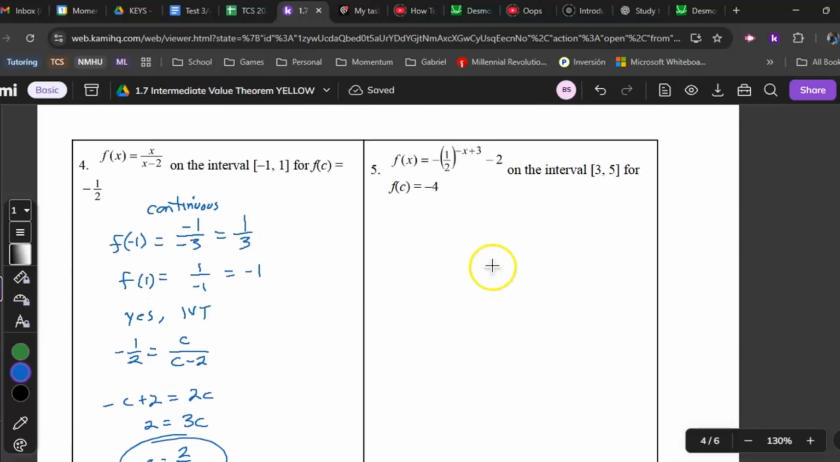I like exponentials. So the first thing is, if it's an exponential, what do we know? It's defined everywhere, so we don't need to worry about that. It's definitely continuous. So let's go ahead and find our endpoints.